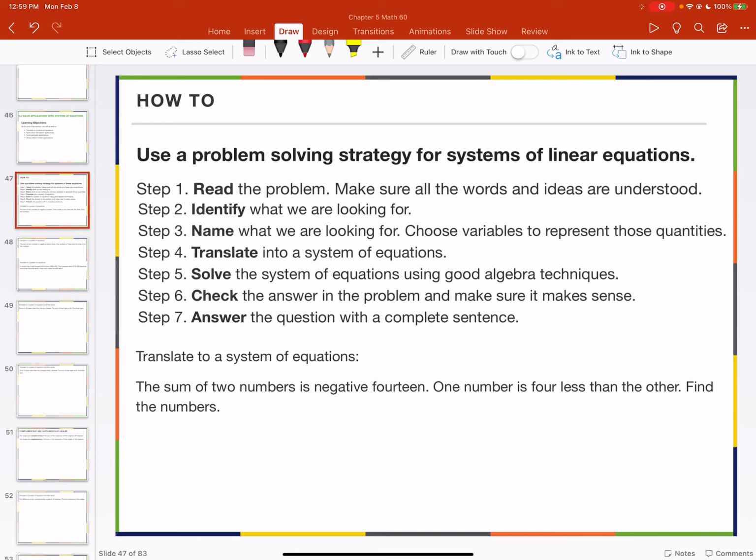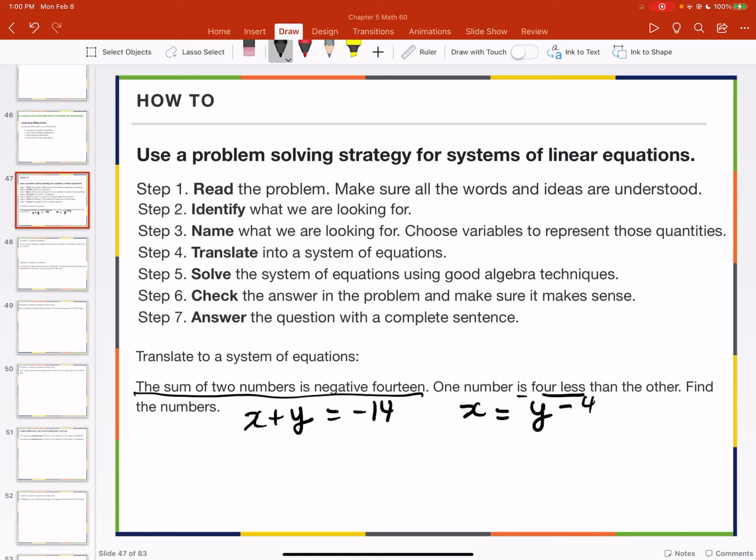So we need to make sure that we choose variables for the things that we're looking for. So, the sum of two numbers is negative 14. Here's one. Right away I think, okay, the sum of the two numbers, x being the first and y being the second, is negative 14. One number is 4 less than the other. So one number, and it could be x, it could be y, it doesn't matter, is, using direct translation, 4 less than the other. Well, the other is y.